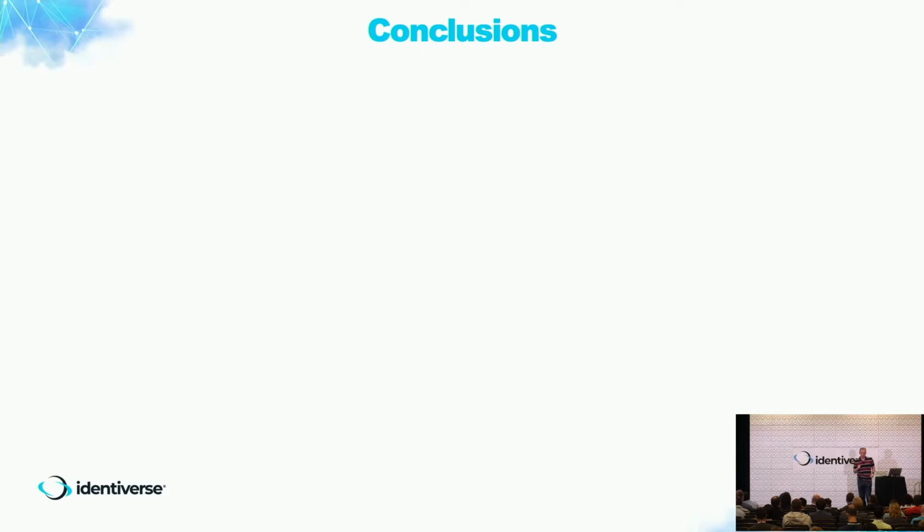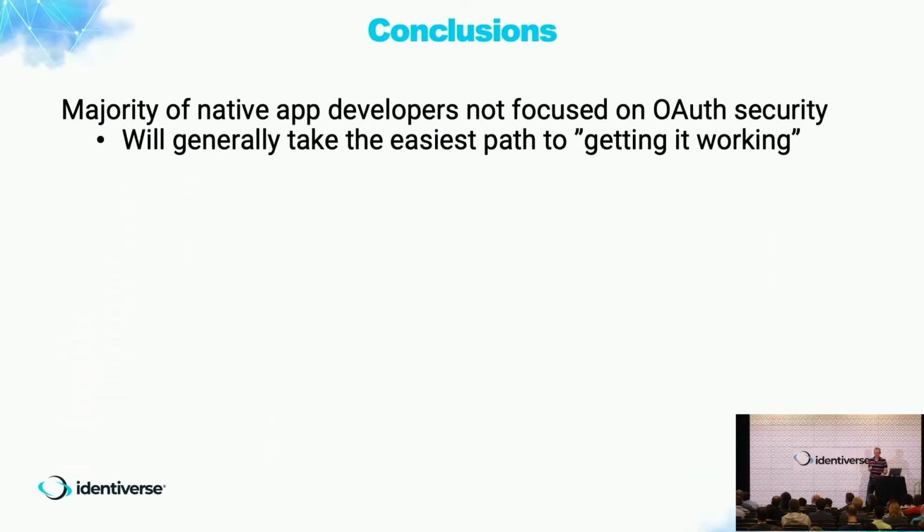So yeah, conclusions, and there's a few of these. The numbers clearly show that the majority of native app developers are not focused on OAuth security. My presumption is that's because they're very understandably taking the easiest path to just getting things working, because their aim isn't to implement OAuth or OpenID Connect securely. They just want to get an access token back and access the user's resources and do all the fun things that the app is actually meant to do. That's never really going to change.